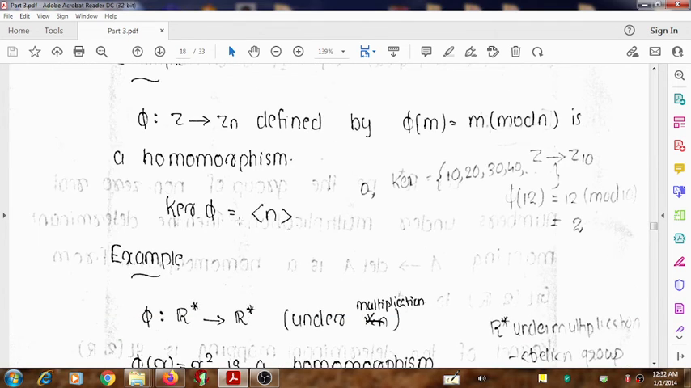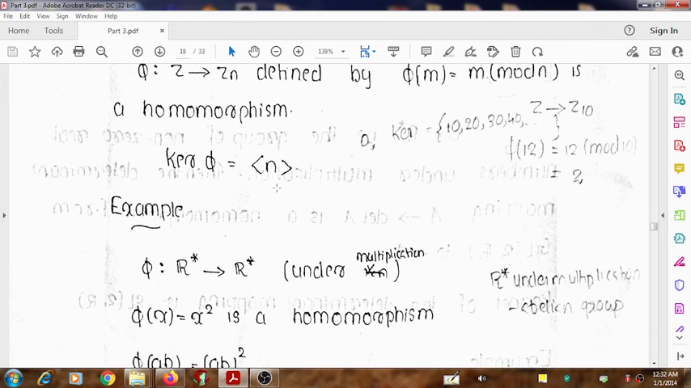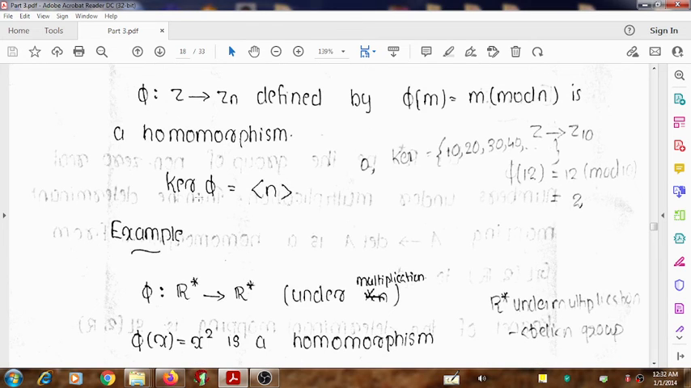The kernel of phi will then be equal to the class generated by n, or the class 0, and that is the congruence class. It consists of all the multiples of n. So 0 is there, then n, 2n, 3n, etc., all the positive multiples of n, and the negative multiples of n: minus n, minus 2n, minus 3n, minus 4n, etc. These are the elements in this class, and that is the kernel of phi.